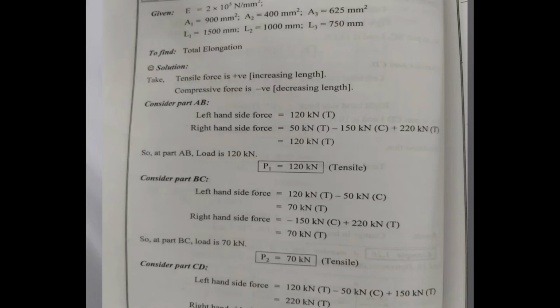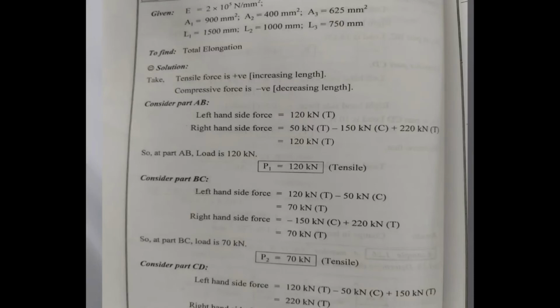So consider the part AB. The left hand side reading is 120 kilonewton. It is a tensile load, so you take as plus. Then right hand side load 50 kilonewton minus 150, then plus 220. The answer is 120 kilonewton. So our P1 value is 120 kilonewton.